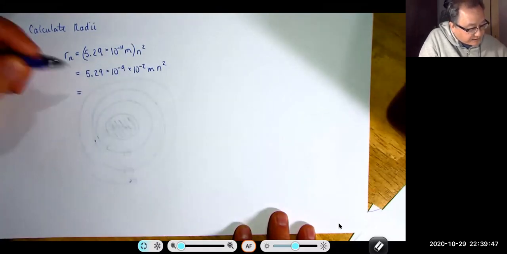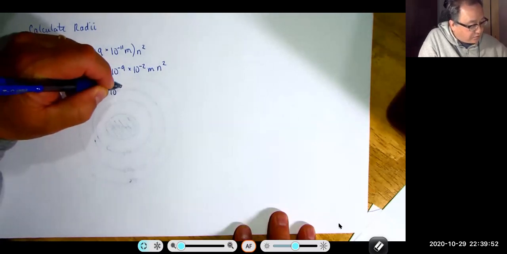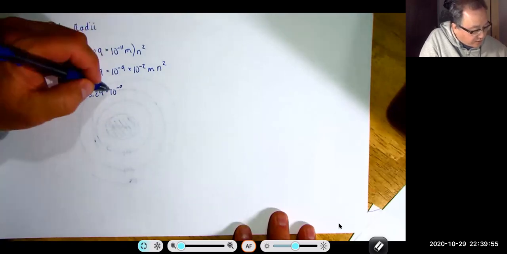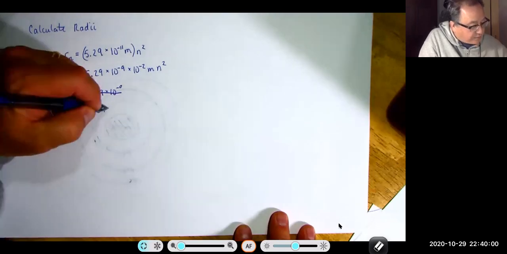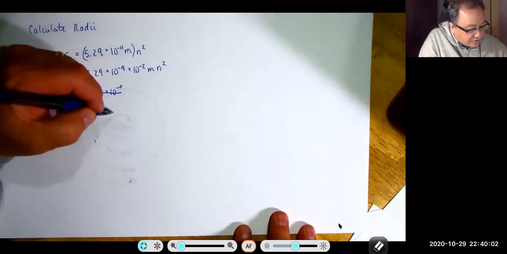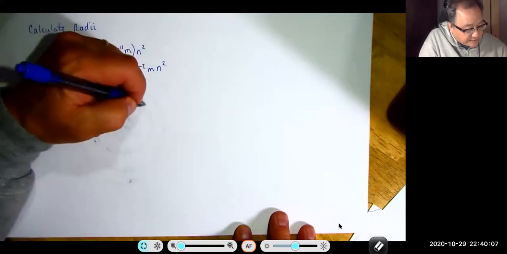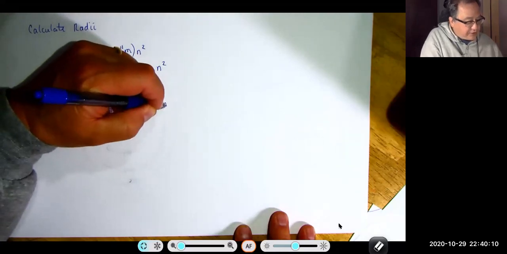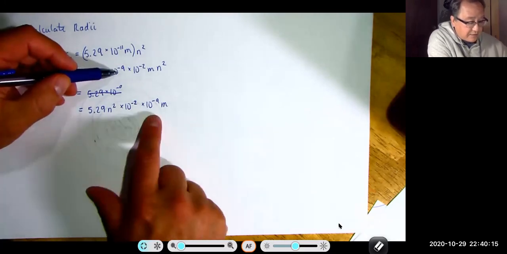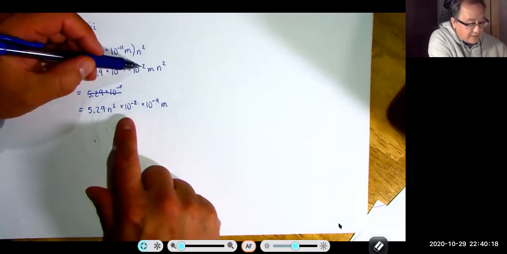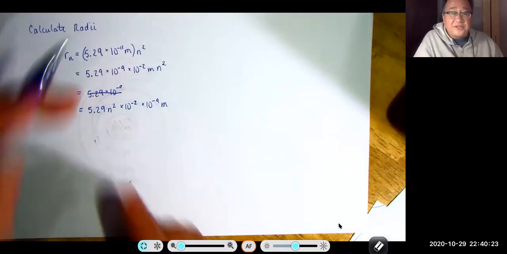Now I'm going to rearrange things a little bit. I'm going to put 5.29, and then I'm going to write n squared, and then I'm going to write times 10 to the minus 2, and then times 10 to the minus 9 meters. So you can see, here's my 5.29. My 10 to the minus 9 is now over here. My 10 to the minus 2 is now over here. My meter is over here, and my n squared is over here. I just kind of switched things around a bit.